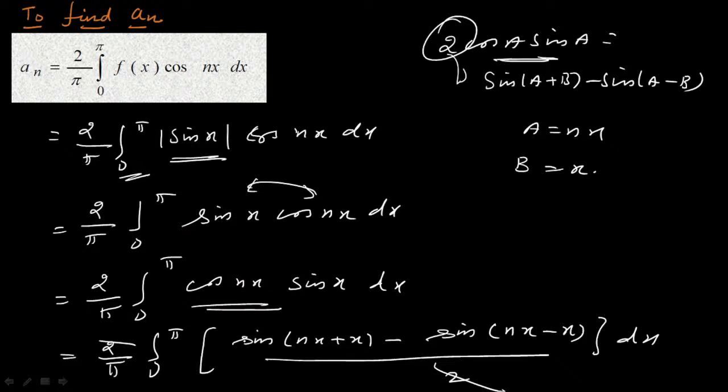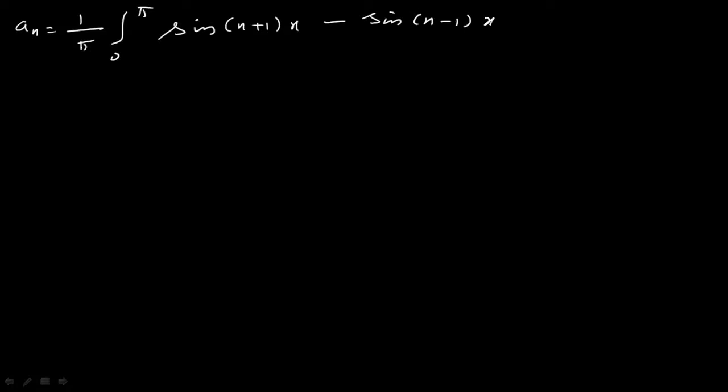And the next step, that is equal to 1 by pi integral 0 to pi sin of, so what your first term is nx plus x. I have written it as (n plus 1)x. I just take x outside. So sin (n plus 1)x minus sin, here itself you have to take x outside, (n minus 1)x. That's all. Now what you are going to do? Just simple integration, isn't it? So no need of any Bernoulli's formula. You have only simple integration.